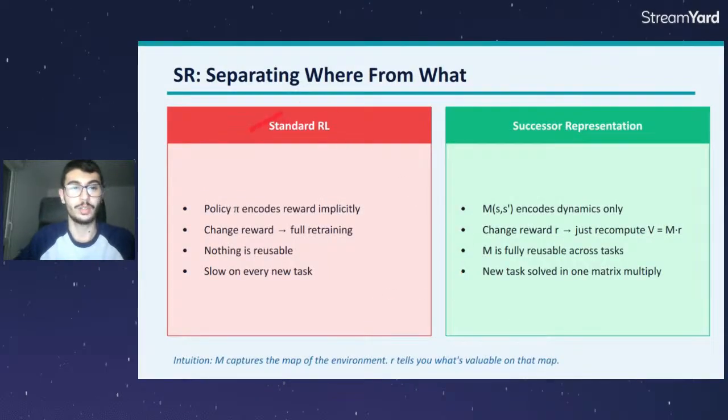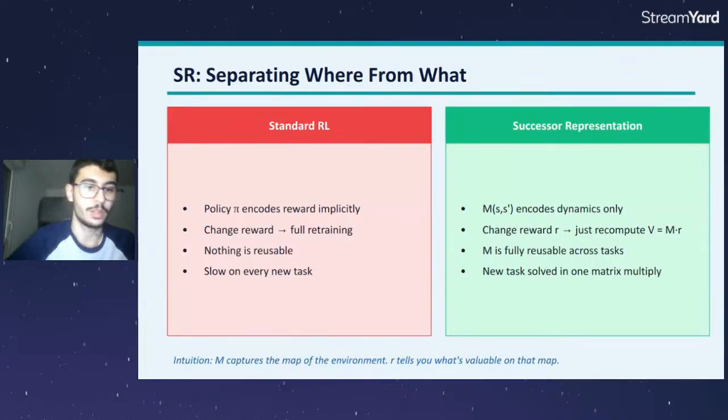So in standard reinforcement learning, the policy P encodes the reward implicitly because we train it using a critic, and the critic is trained using one specific reward function. If we change the reward, we need to do a full training. Whereas with successor representations, the successor representation of state S and S prime only encodes the dynamics of the environment, and it does not care about the reward function. Once we have the reward function in hand, we can just directly compute the value. And by directly computing the value, we can train the corresponding policy.